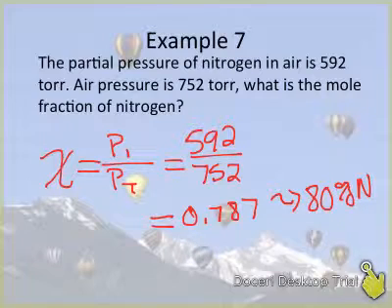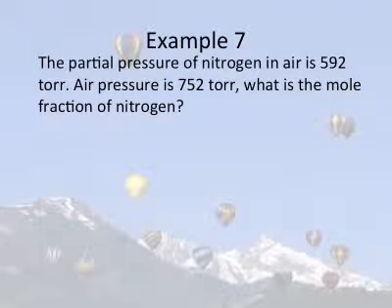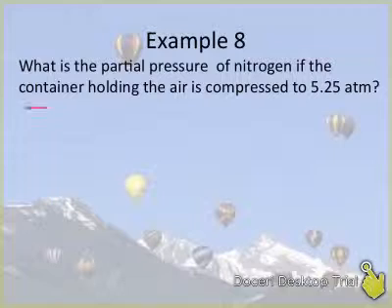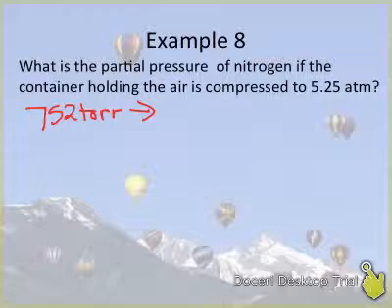Okay? All right, so let's try to get through example 8. If we don't get through example 8, it's homework too, but it's just as easy. So it says, what is the partial pressure of nitrogen in the container holding the air if it is compressed to 5.25? So we started off at 752 torr. It was initially that. It is then going to get compressed to 5.25 atmospheres. Uh-oh. Torr and atmospheres.